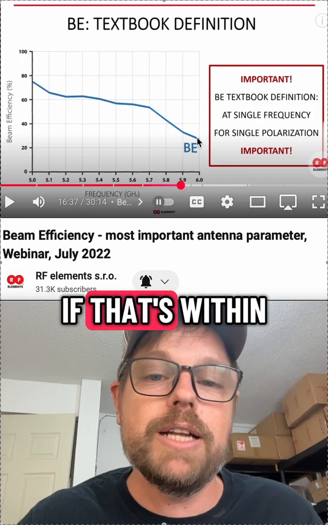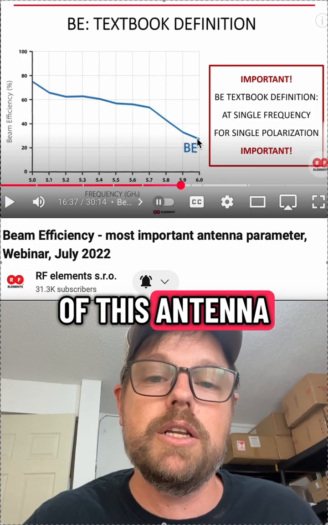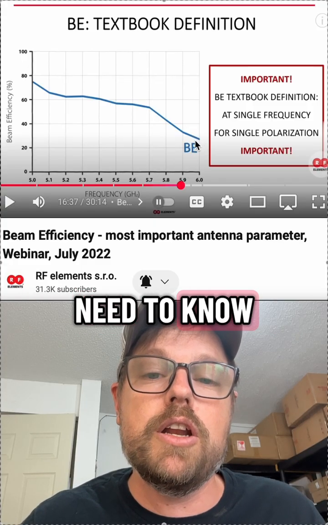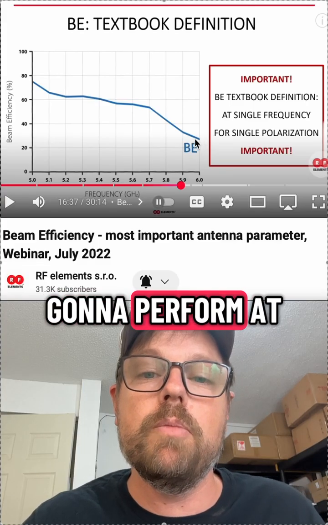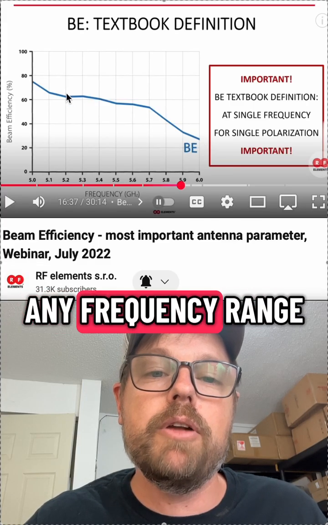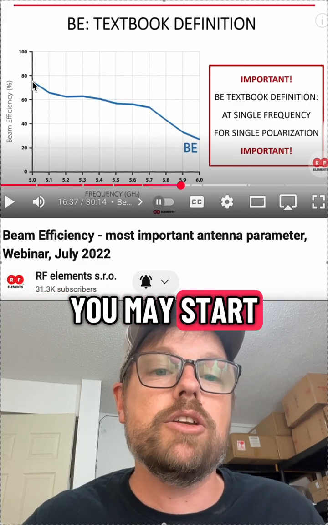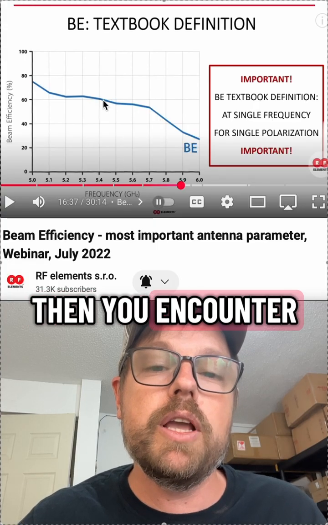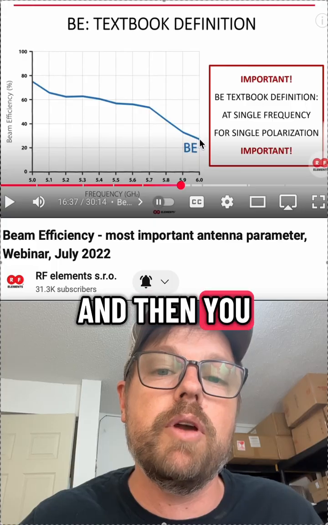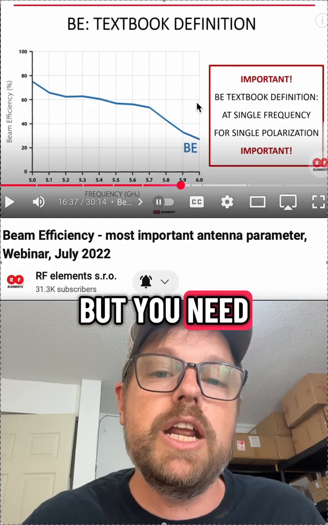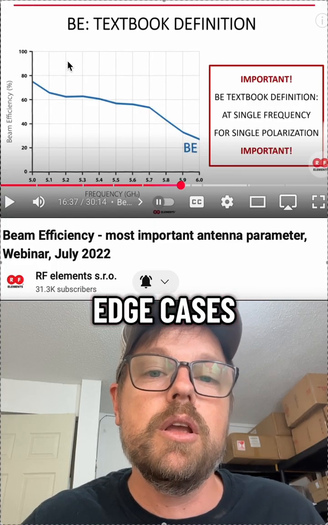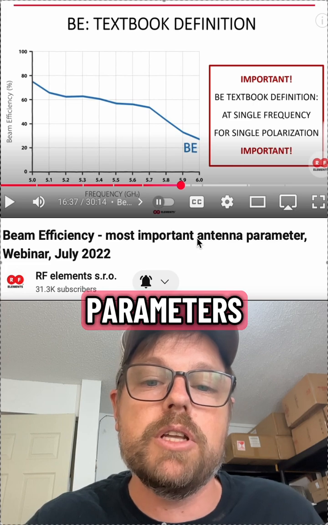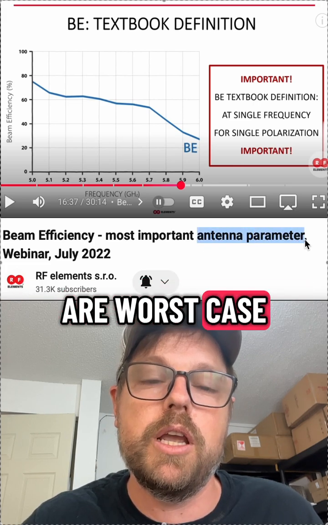And if that's within the frequency range of this antenna, you need to know how it is going to perform at any frequency range that I may pick. You may start up here, right? Or you may start here, and then you encounter noise and interference, and then you end up over here. But you need to have the edge cases. For antenna parameters, worst case values are what matter.